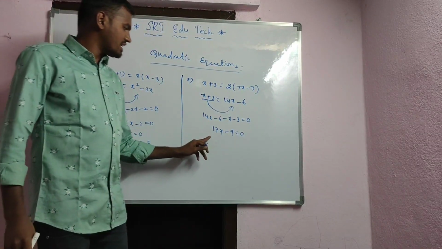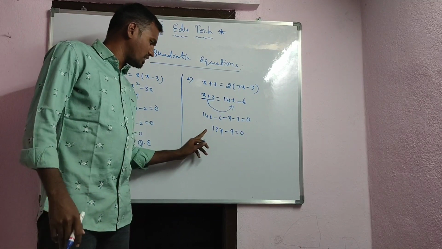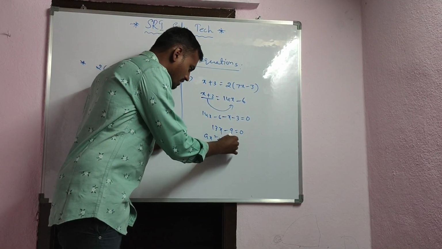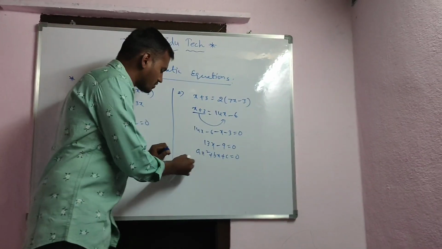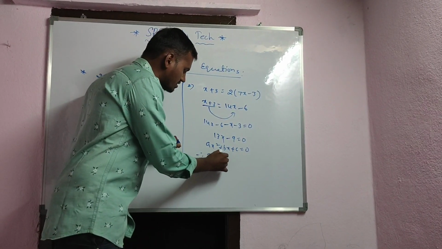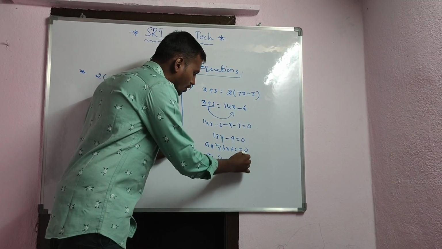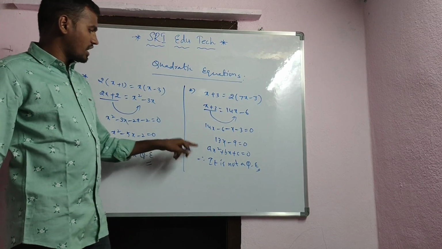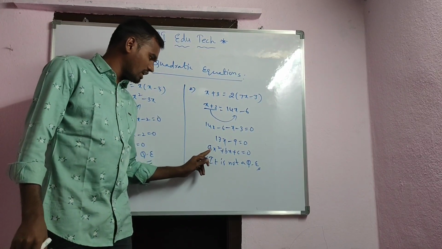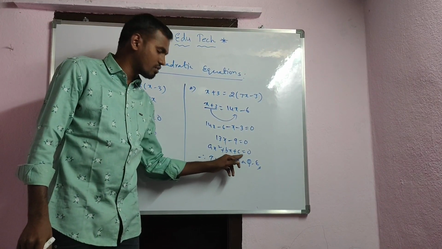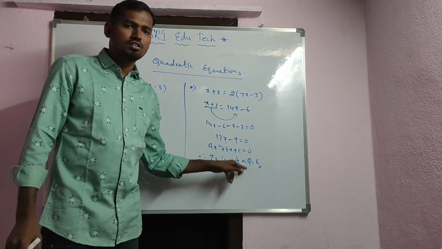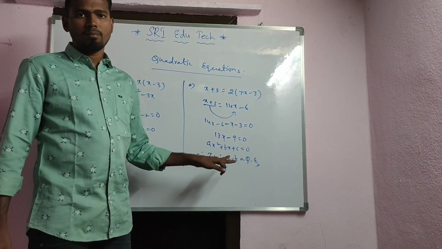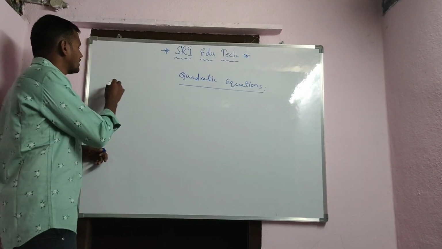See, it is not in the form of ax² + bx + c = 0. Therefore, it is not a quadratic equation. So whenever the equations are in the form ax² + bx + c = 0, then it belongs to quadratic. Otherwise, it is not a quadratic. Got it, all of you?